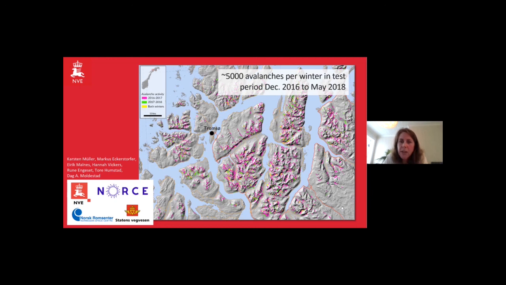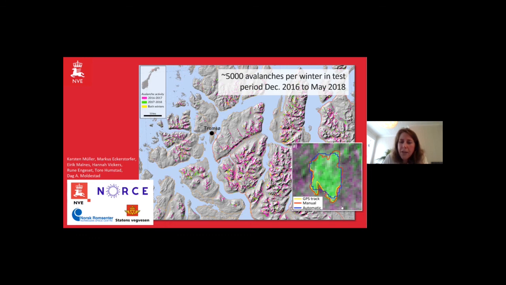Here you see an area in northern Norway where they made a test in the winters 2016 to 2018, where they were able to detect approximately 5,000 avalanches per winter by using this type of radar data, versus generally about 100 avalanches per winter that were reported manually. So you see, the potential is huge to really be able to map many, many more of the avalanches that actually have released than you would if you would not be able to use this data. So we're looking forward, at least in Norway, to be able to take this type of data in use from this winter on.